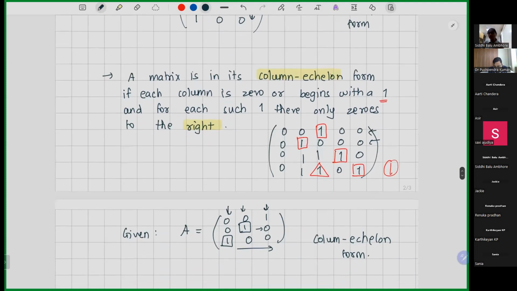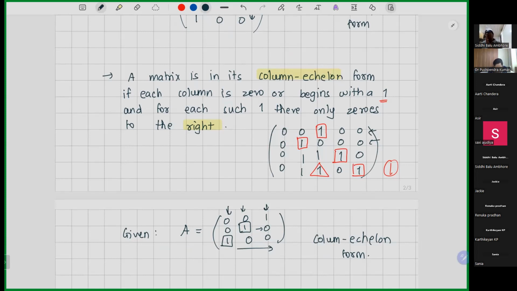For the column echelon form, it's similar. I will check the column from top to bottom. If the column is entirely 0, I don't need to check anything. But if the column has some non-zero entry, then the first non-zero entry going from top to bottom must be 1. And once I have that one, on the right of that one must be 0. Everything below that one, I don't really care what is happening in that column.